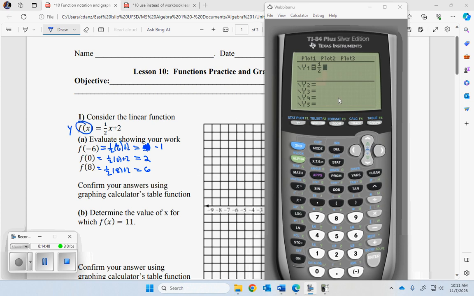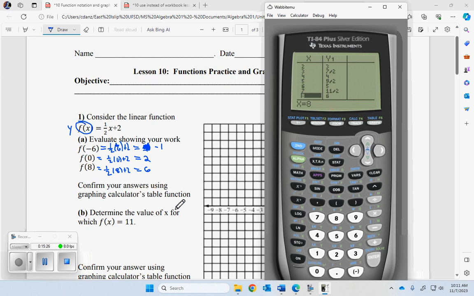Sorry, I had a glitch there for a second. So I got in my 1/2. Right here is your X button, and then plus 2. And then remember, above the graph button, it says table. To see anything written above a button, that's your second function button. So I'll hit second graph, which really gets me to table. And I'll scroll through to -6 to make sure I did that right. -6 is a -1. And then at 0, it's a 2. And I'll scroll down to 8. And I see at 8, it's a 6. So I agree with my answers.